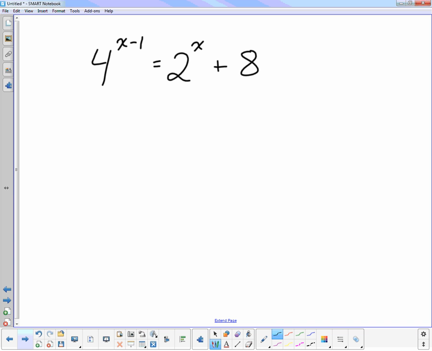All right, so boil everything down into the same base. Turn 4 into 2 squared. Turn 8 into 2 cubed. Can't do that yet. And in fact, if you plug it back in, it won't hold. My advice is to make a substitution.